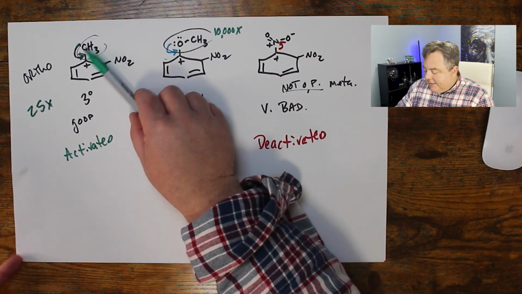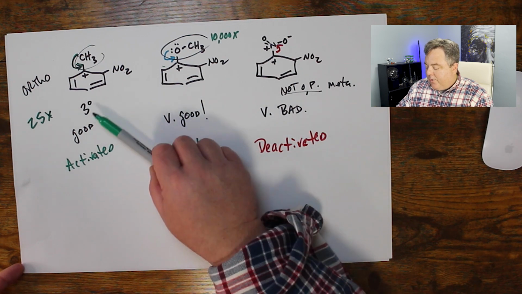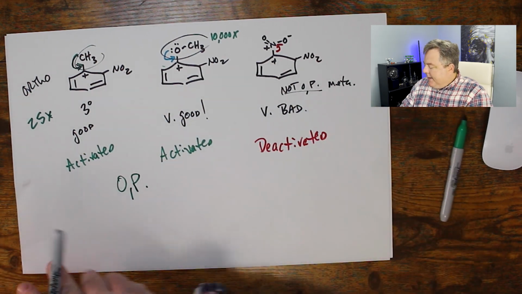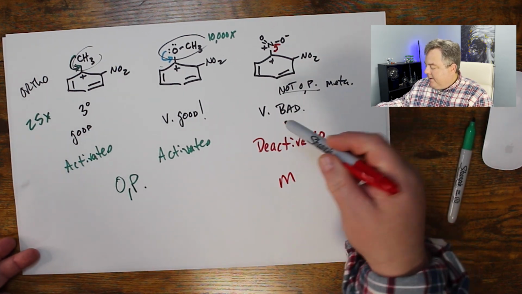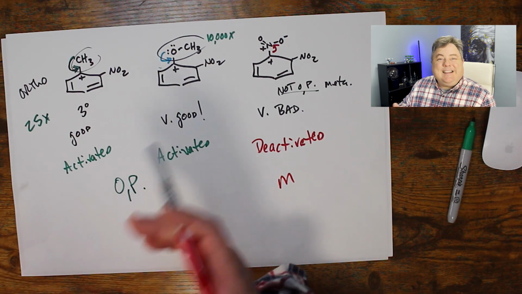So electron donating groups are activated rings. They react faster. They're ortho para directors. Deactivated groups, like nitro groups, are meta directors, and they make the reactions go slower. So let's look at some examples.